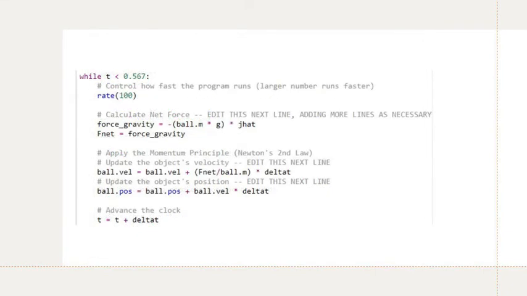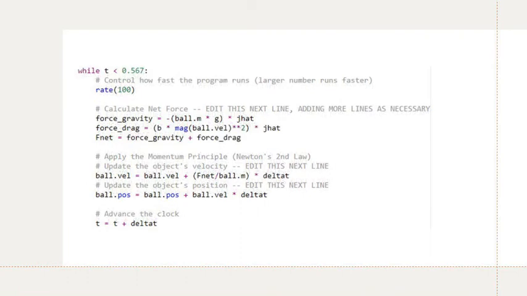This is the calculation loop without including drag force. As you can see, the force of gravity, which is denoted by force underscore gravity, is the mass of the ball times gravity times the unit vector in the y direction. And so the total net force would be equal to the force of gravity. And then I just use the velocity and position update equations to calculate the velocity and position over time.